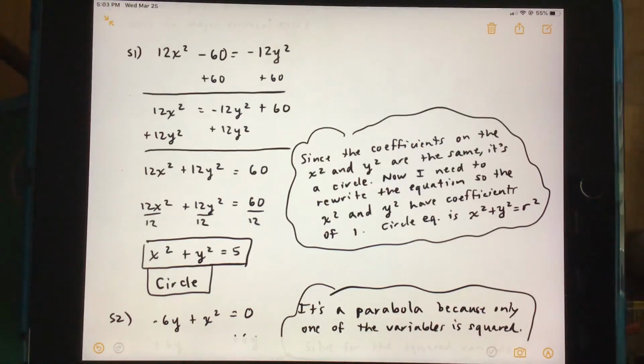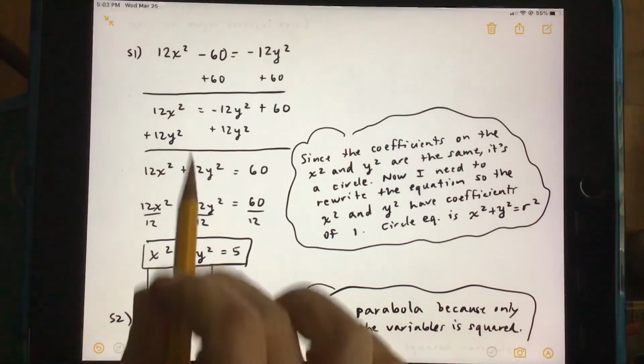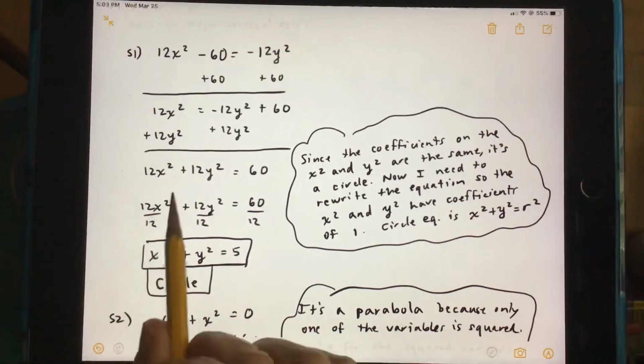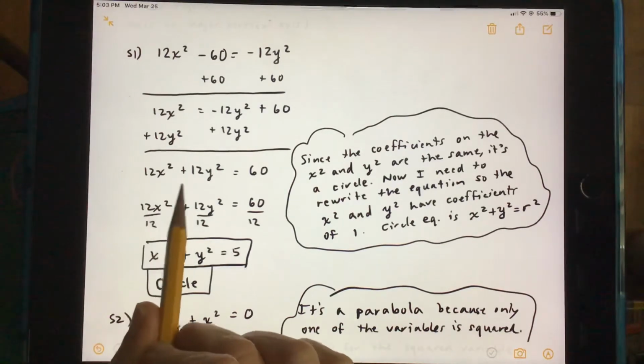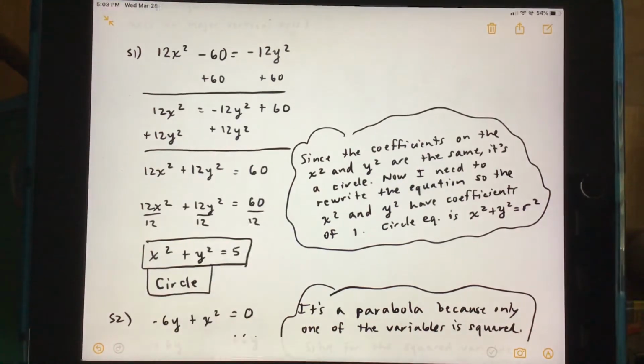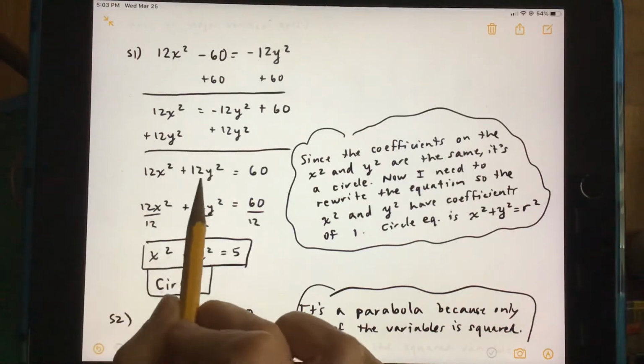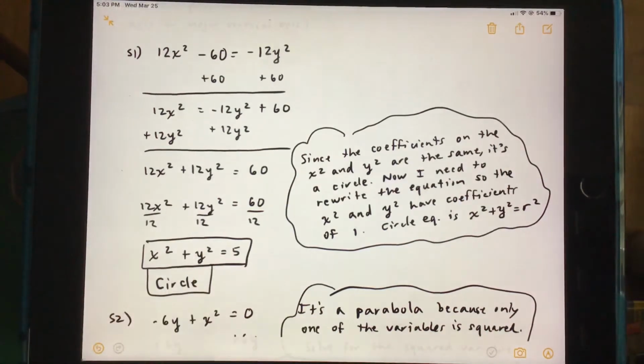Let's go ahead and get our x squareds and our y squareds paired together by adding 60 to both sides and then adding 12y squared to both sides so that we can see what we're working with. Well, we have 12x squared plus 12y squared equals 60. So taking a look at this, we have to decide if it's a circle or an ellipse, and because the coefficients are the same, it will be a circle, and we need to keep in mind that a circle is actually just a very special kind of ellipse.